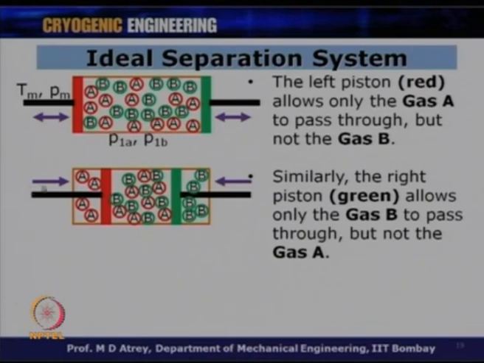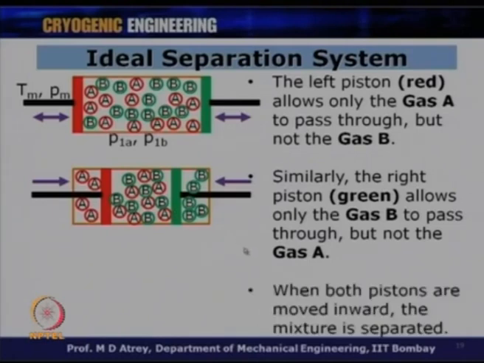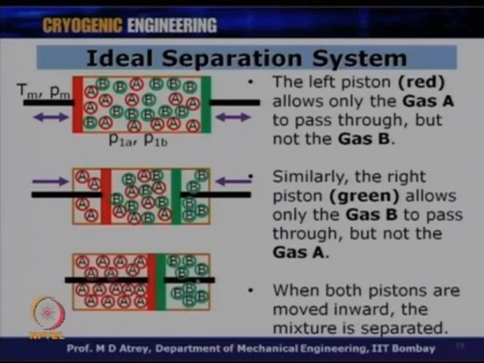As I go on pressing these two membranes or pistons, you can see the separation has started occurring. I am getting only A on the left side of the red membrane, and only component B on the right side of the green membrane. When both the pistons are moved inward, the mixture is separated and it would look like this. Understood? So, I got gas A and gas B separated from the mixture of gases A and B, as seen here.